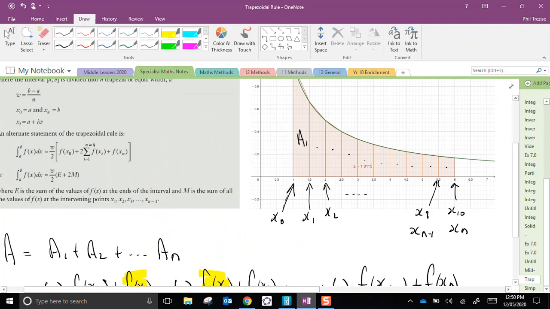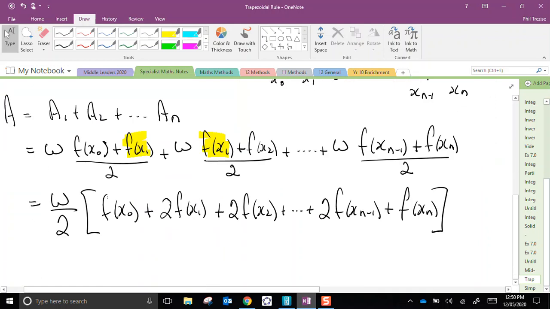When we go back and look at that, that's because this edge here is involved in the calculation of both the first and the second strip. That's why it appears twice. Likewise, this one for the same reason. All of these ones appear twice in our calculation, but the very first and the very last one appear only once because they only appear in the very first and the very last trapezium.